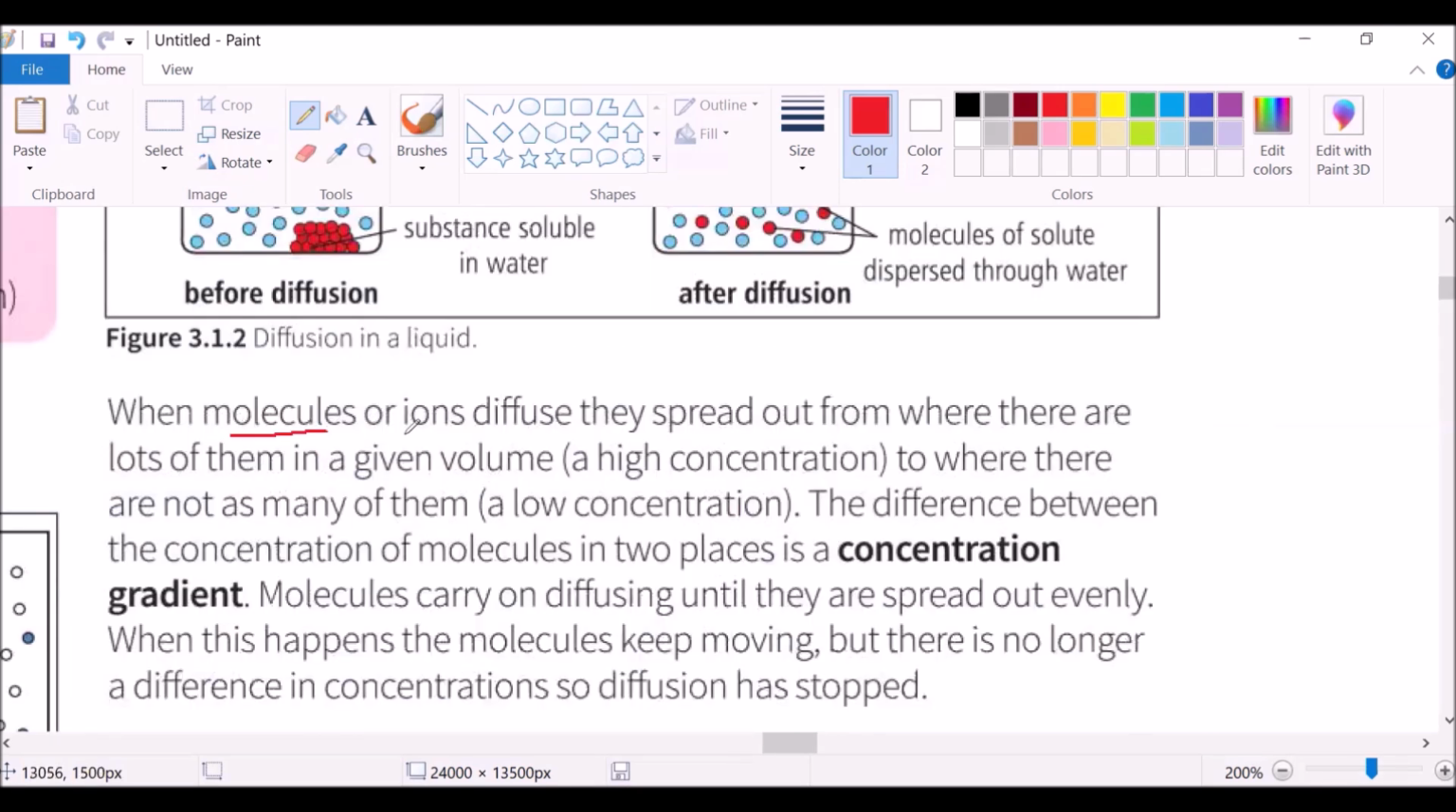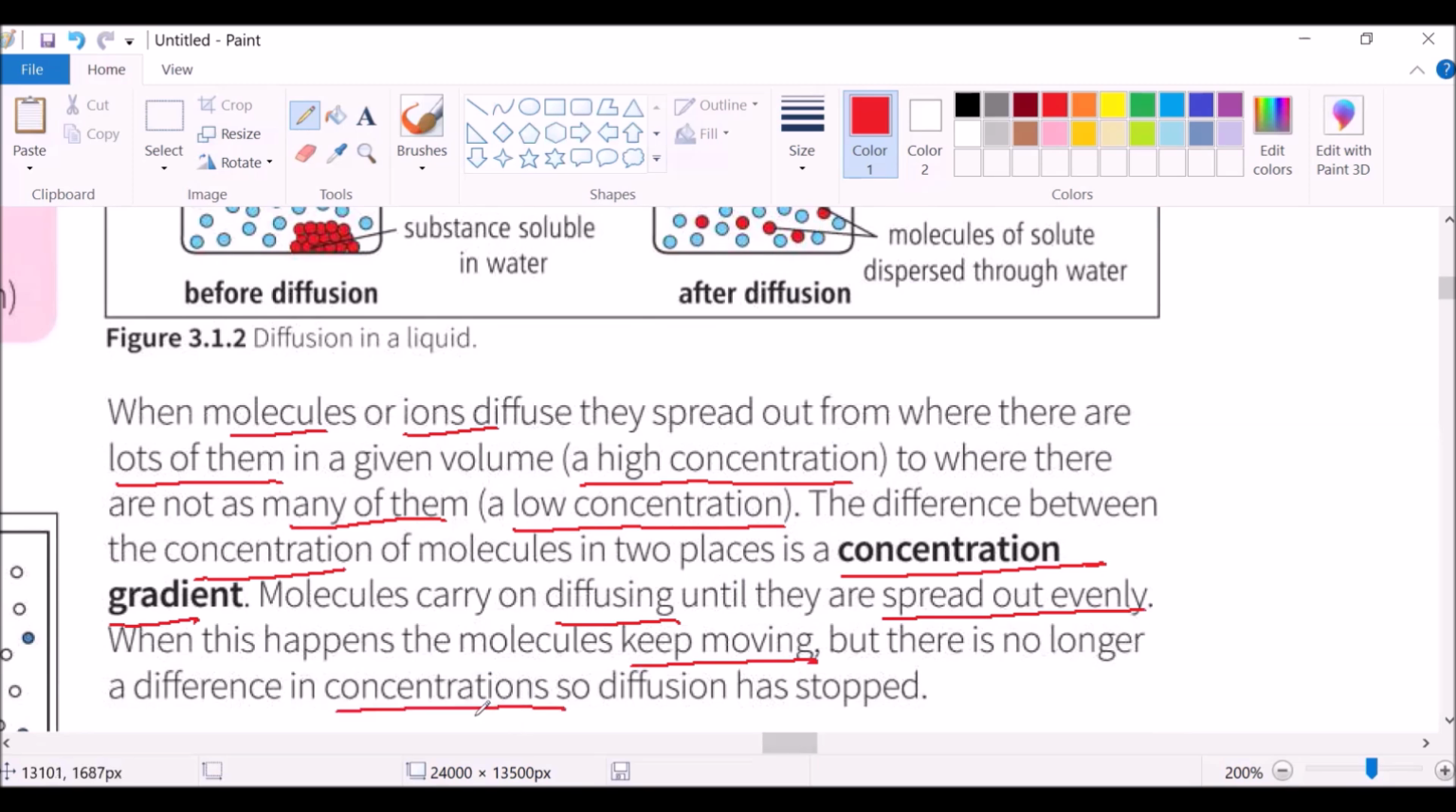When molecules or ions diffuse, they spread out from where there are lots of them, that is the area of high concentration, to where there are not as many of them, that is to an area of low concentration. The difference between the concentration of molecules in two places is called a concentration gradient. Molecules carry on diffusing until they are spread out evenly. When this happens, the molecules keep moving, but there is no longer a difference in concentrations, so diffusion has stopped.